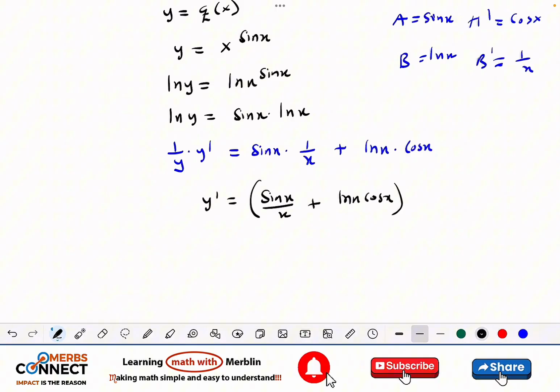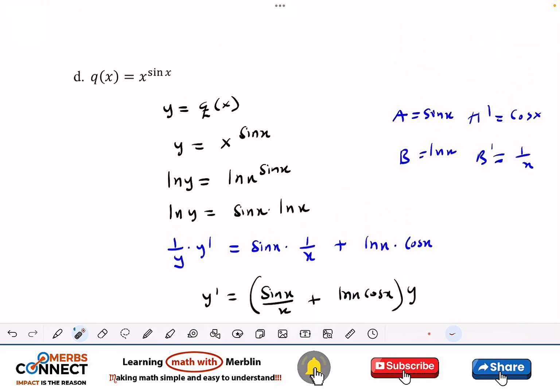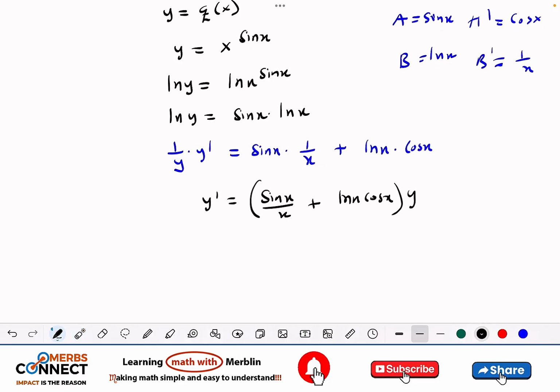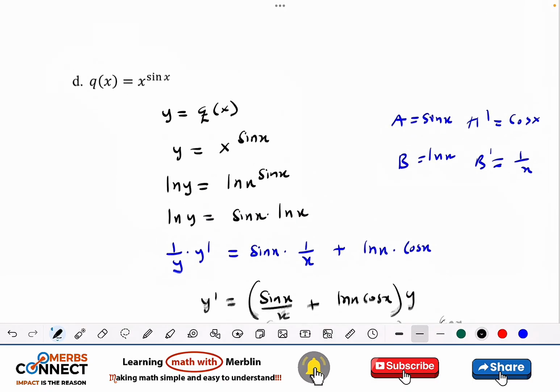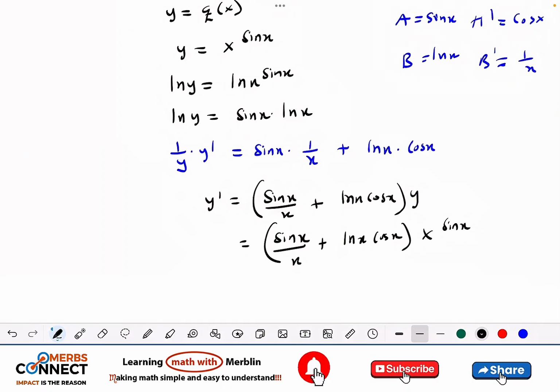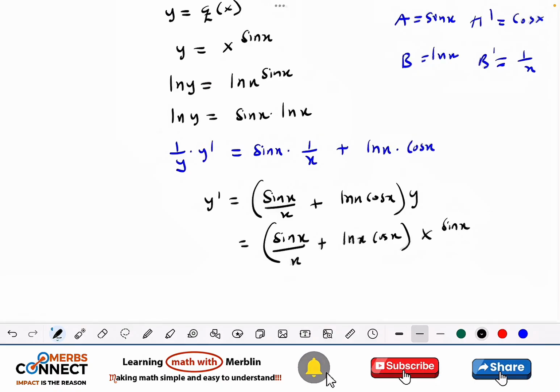So here I'm multiplying through by y. So I multiply this one by y, I multiply this one by y to cancel it out. What is y? y is this. So this is going to give us sin x over x plus ln x cos x, all times x to the power sin x. So this is what you are going to get at the end of this video. So basically you see what we are trying to do here every day.